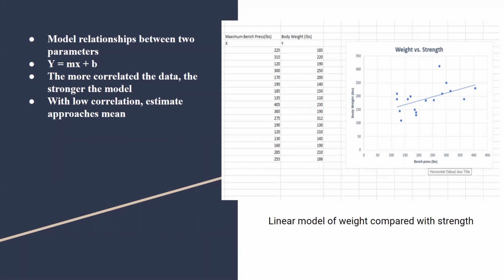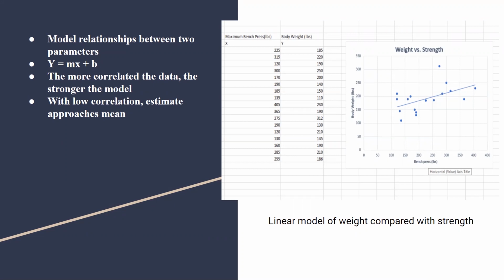It is shown by the formula for a line y equals mx plus b, where b is the y-intercept, or the proportion of the data that is explained when there is no x variable, and mx, which is the slope and explains how each unit of x increases or decreases y. The more correlated the data, the stronger the model will be.